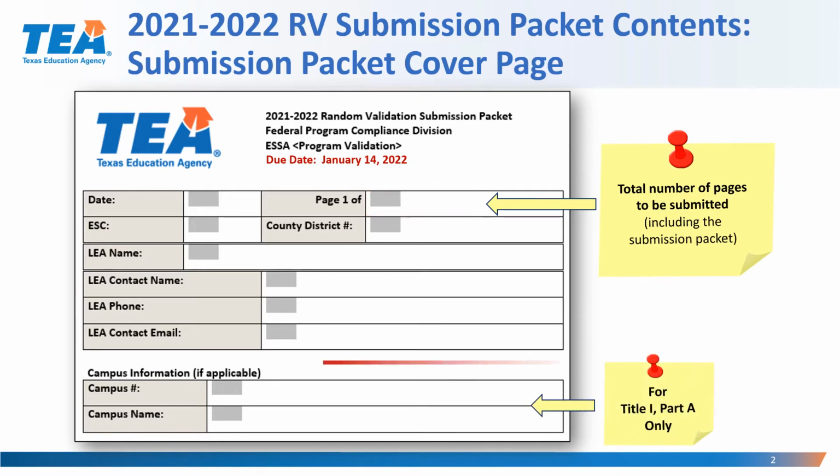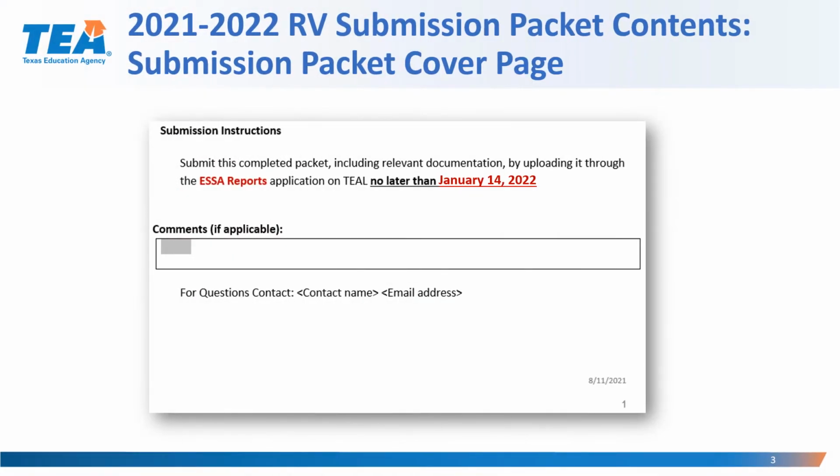Please note that the campus information referenced below will only be requested for Title I Part A, since Title I Part A is the only random validation that will specifically be requesting documentation from the campus level. The document referenced here is the bottom part of the cover page. In this section, you'll be able to include any comments that you would like for TEA to see upon submission of your submission packet and documentation.